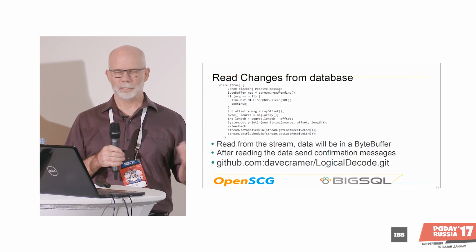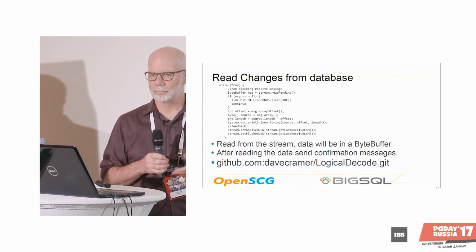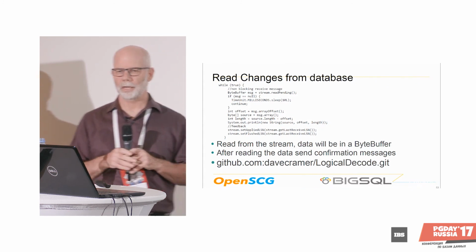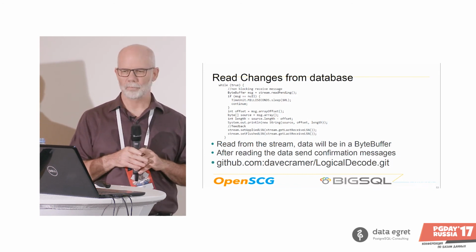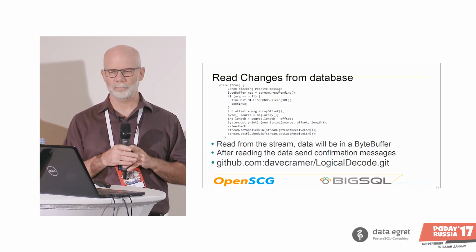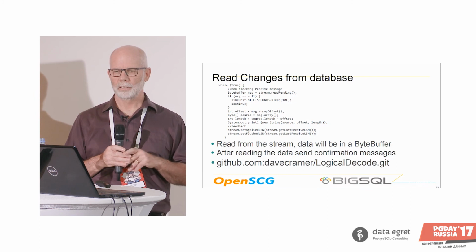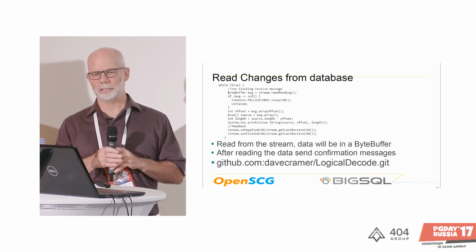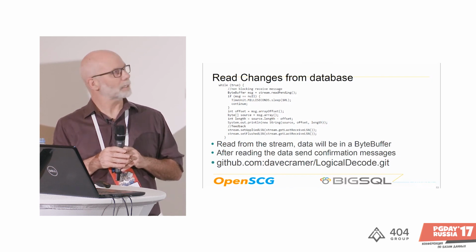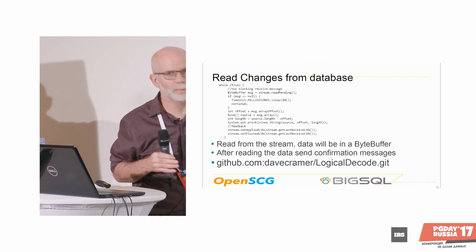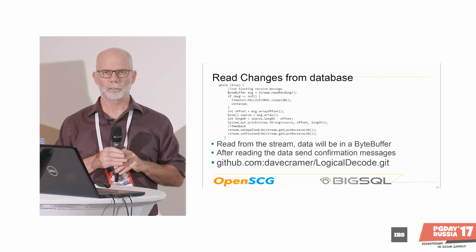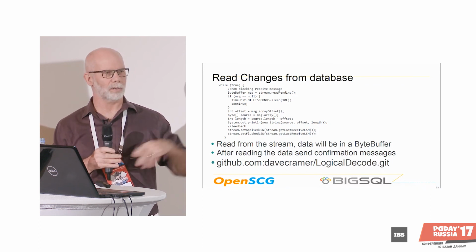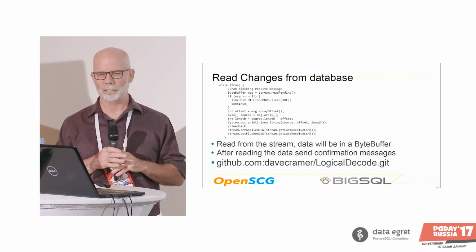Then you can read changes from the database. It's as simple as this. It's a while true. There's a non-blocking receive message from the stream.read pending. If the message is not equal to null, then you can actually do something with it. In my case, it was printing it. And then the last step here is to confirm that you read it. It's just set flushed equals, and you tell it what value you've read.